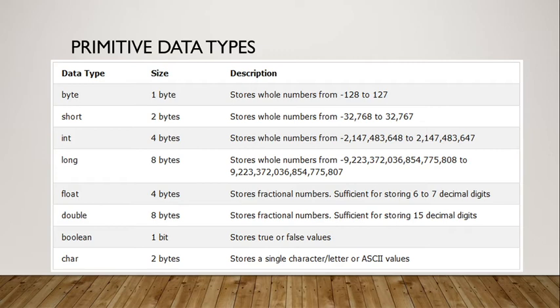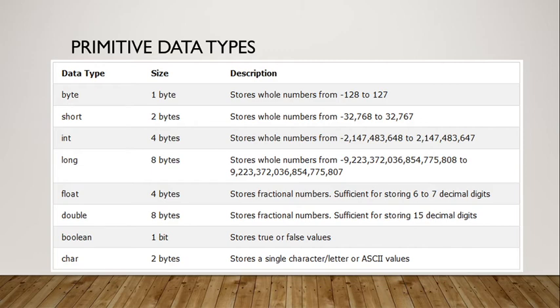Short. The short data type is a 16-bit signed 2's complement integer. It has a minimum value of -32,768 and a maximum value of 32,767, inclusive. As with byte, the same guidelines apply. You can use a short to save memory in large arrays, in situations where the memory savings actually matters.